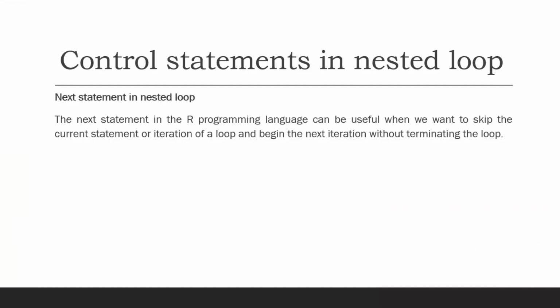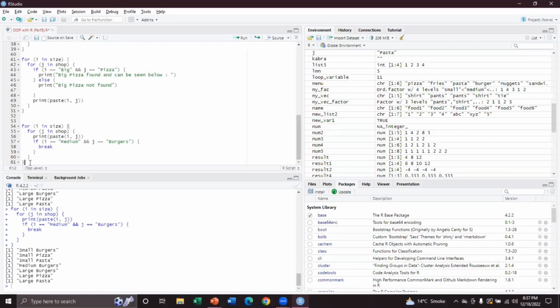Next we have this next statement, which is also a control statement. The next statement in the R programming language can be useful when we want to skip the current statement or iteration of a loop and begin the next iteration without terminating the loop. Let's see an example of it.